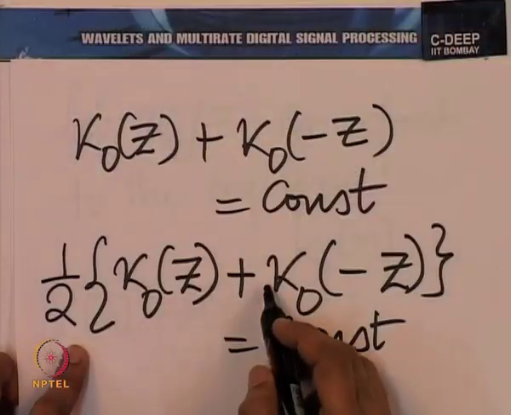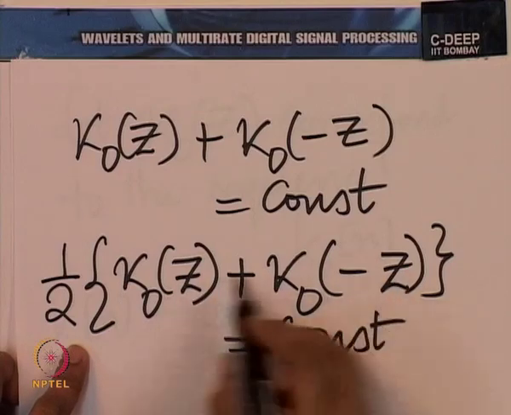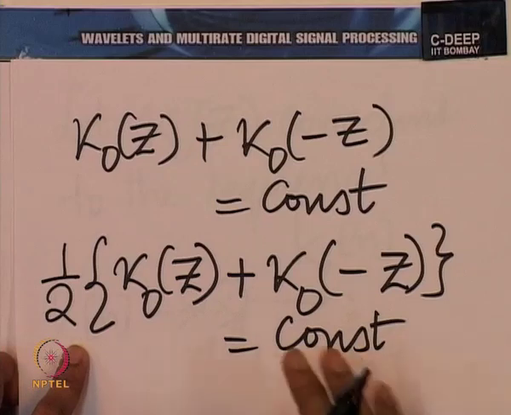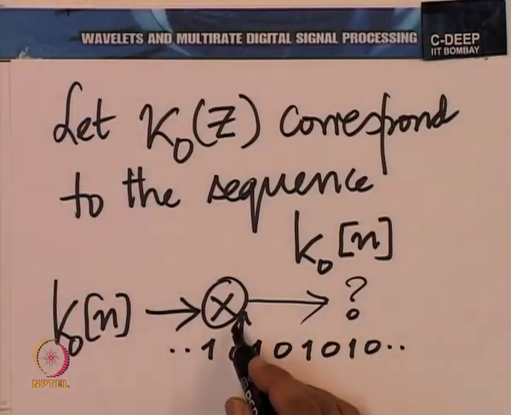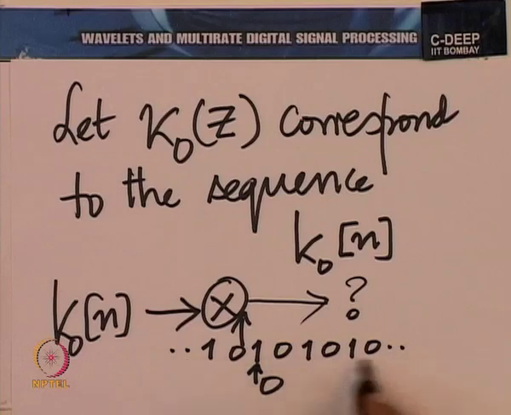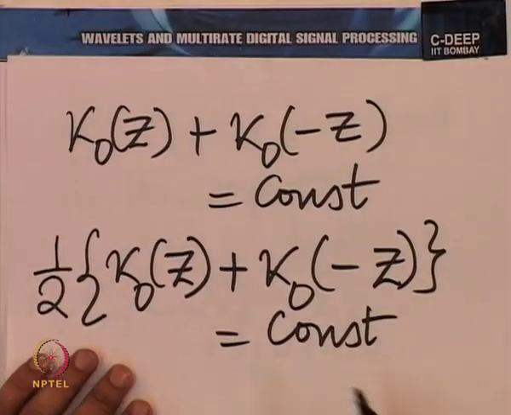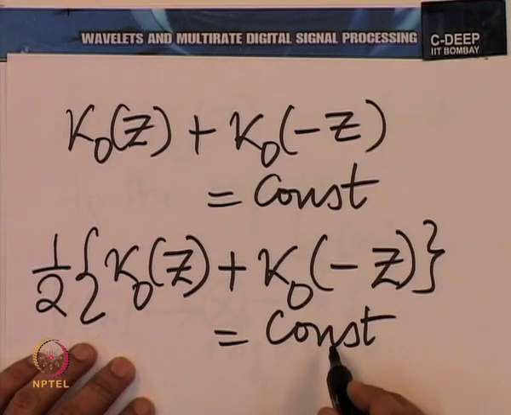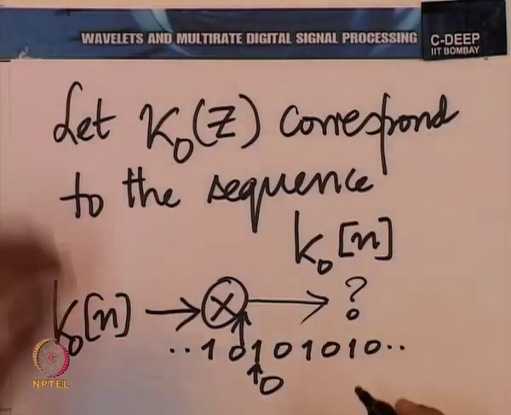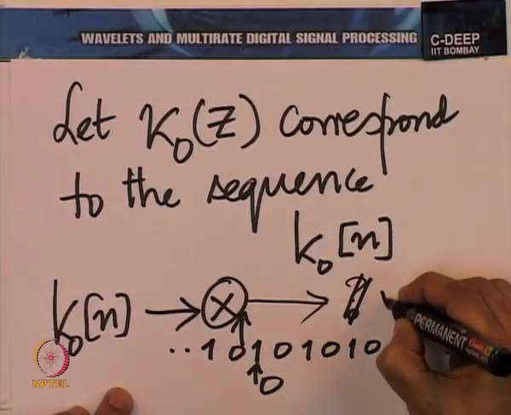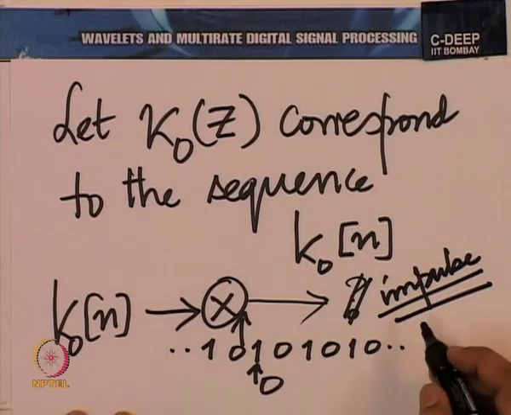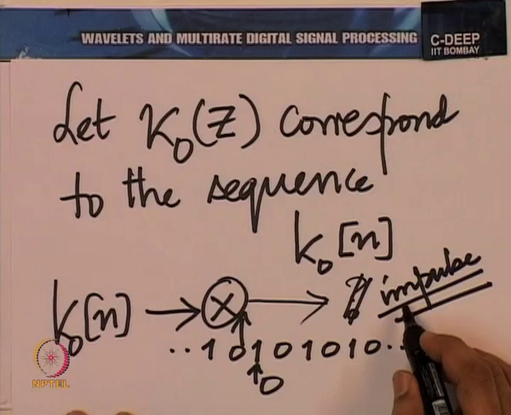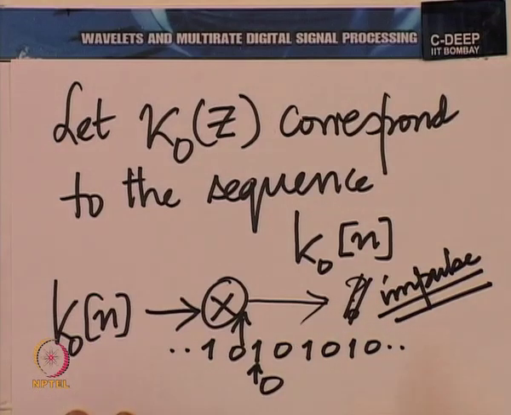So, here in this expression kappa 0 z plus kappa 0 minus z, we are not writing z raised to the power of half. So, we do not do that inverse upsampling operation, but the rest of it is there, and that is the justification for this step here, modulation with this periodic sequence. And now, this is equal to a constant, which means if we take the inverse z transform here, we are saying this is essentially the impulse, which means this has a non-zero value at 0, but 0 everywhere else.